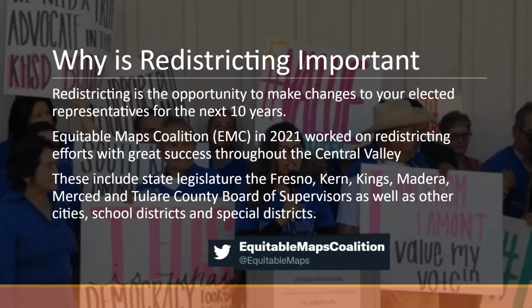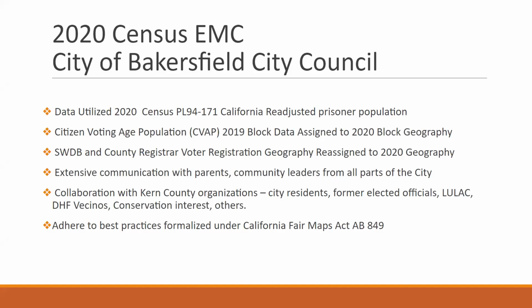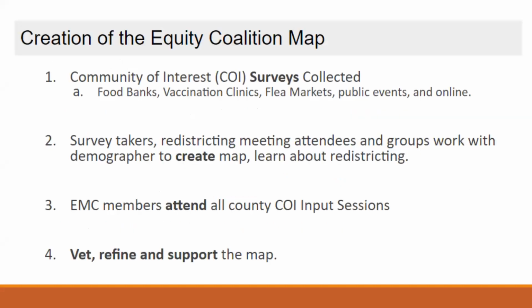represented. And in particular, we started working at the Board of Supervisors, and we collected all sorts of community of interest surveys at food banks and vaccination clinics and flea markets, public events, and we sent it out digitally as well, asking people about their communities and helping them to become involved in our educational sessions so that people could learn about the maps and how to create maps. And we now have coalition spaces up and down the Central Valley that have successfully submitted many, many maps and really had a tremendous amount of learning going on in the process.